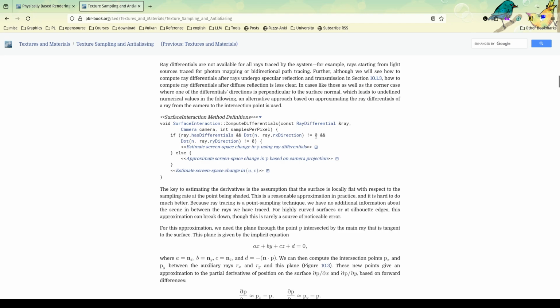Okay, so basically if we have ray differentials, and the dot of the normal and the ray direction, that normal does not align with the x and y direction.